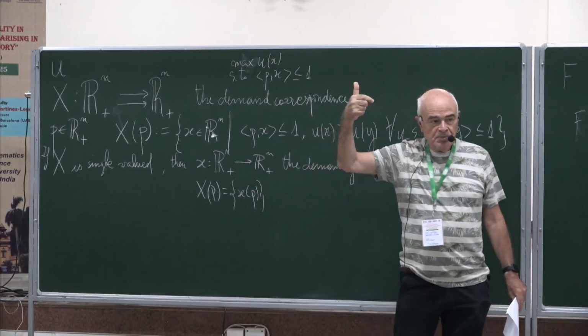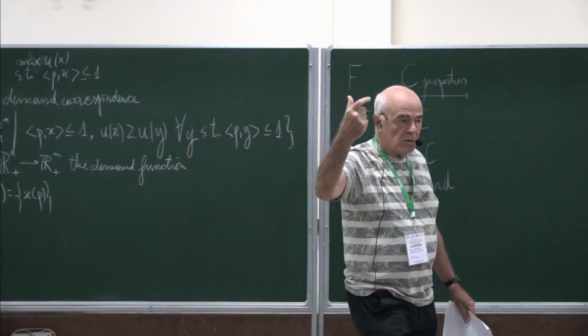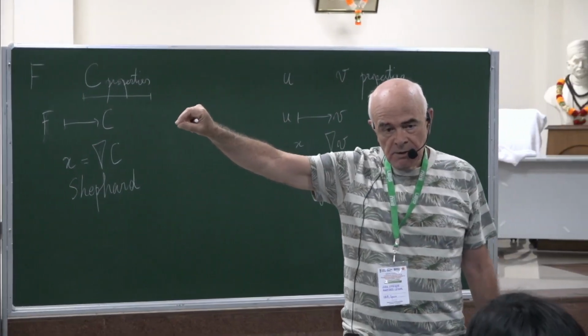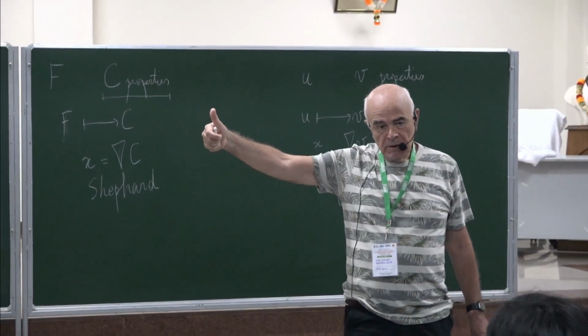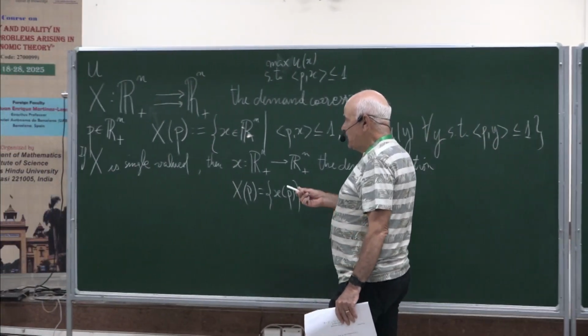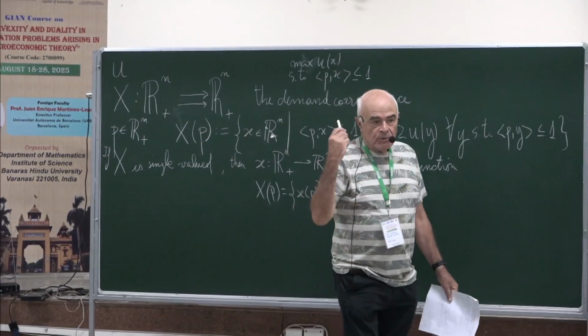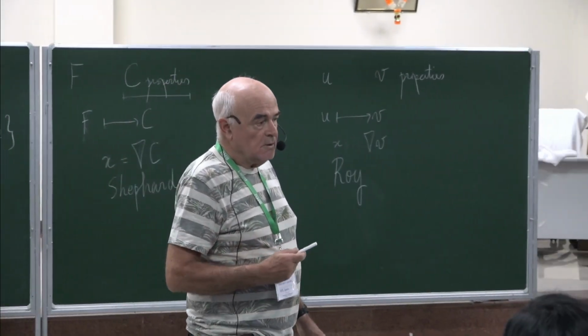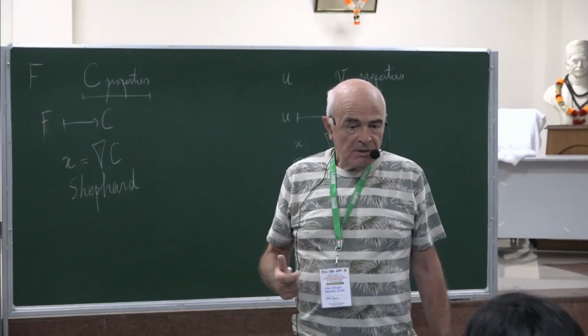The parameter is P. So to each value of the parameter, you assign the optimal solution set of the corresponding optimization problem. And this is what we call X of P. I'm using the economics terminology here, but this would be the optimal solution set mapping.